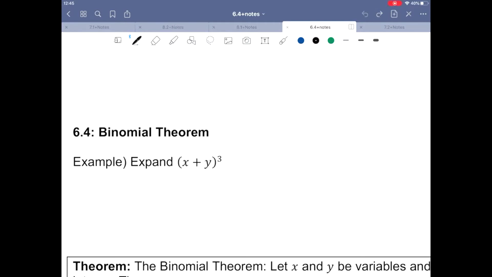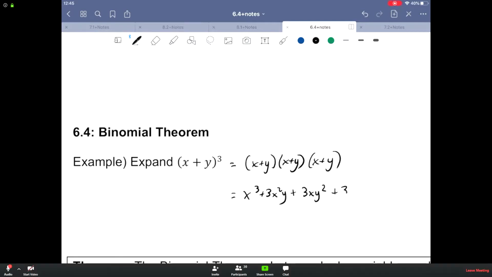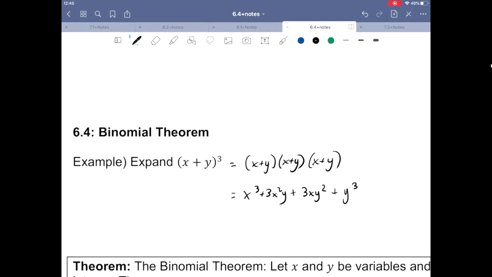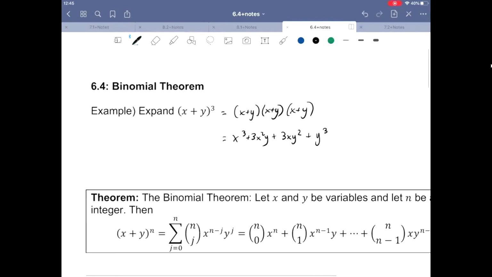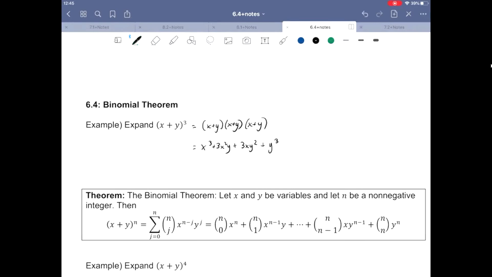So expanding x plus y to the third power. This one isn't bad if we wanted to do it ourselves, right? x plus y to the third is x plus y times x plus y times x plus y, right? And you can multiply all that out, FOIL the first two, and then distribute that last term in there. Right, but you do all that and you get x to the third plus 3x squared y plus 3xy squared plus y cubed. Okay, so if you wanted to do all that, you could. The binomial theorem is actually going to give us a short way of expanding things.